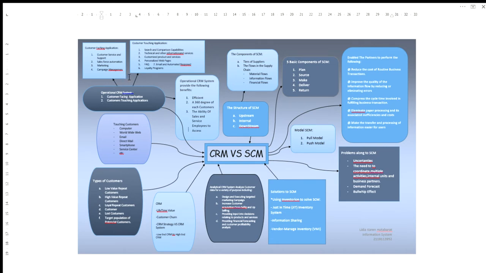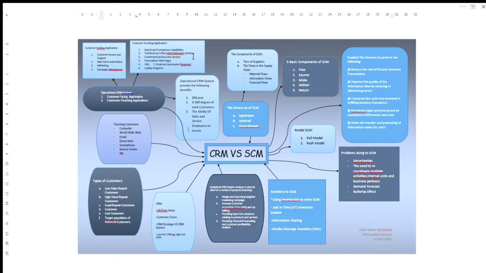And next, the customer touching relationship consists of: number one, search and comparison capabilities. Number two, technical and other information and service. Number three, customers, products, and service, where customers can order goods or products that they want. Number four, personalized web page.